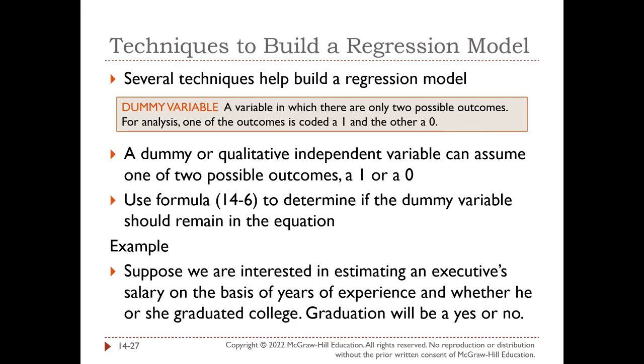Alright, techniques to build a regression model. Several techniques help build a regression model. First off, we have the dummy variable, a variable in which there are only two possible outcomes. For analysis, one of the outcomes is coded a 1 and the other is 0. A dummy or qualitative independent variable can assume one of the two possible outcomes, a 1 or a 0. Okay. Again, using our formula to determine that the dummy variable should remain in the equation. Example.